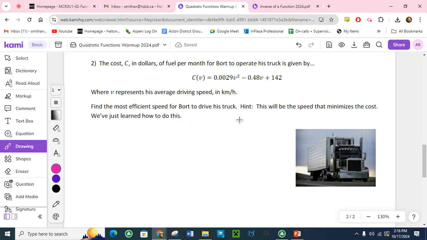So you guys know, if you drive really, really fast, it revs the engine up, you burn more fuel. But if you drive really slow, you may burn less fuel, but it takes you so long to get there that you end up having to pay a lot of money. So somewhere there's an ideal speed to minimize the cost of fuel.